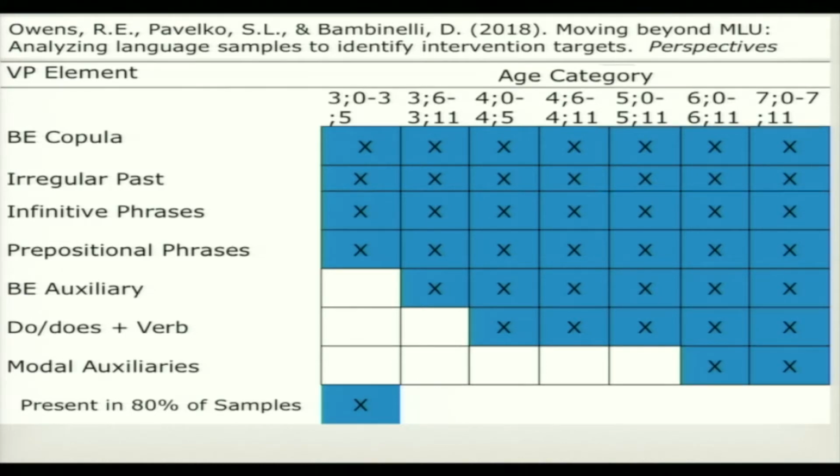This slide is showing the ages at which children produced verb phrase elements. Again, the X's in the blue squares indicate that 80% of children at that age category produced that structure. So 80% of all children from ages 3-0 to 7-11 produced the be copula, the irregular past tense, infinitive phrases, and prepositional phrases. The auxiliary be was added in at age 3-6. Do and does plus the verb was added in at age 4-0, there were no changes for 4-6 to 4-11 or 5-0 to 5-11. At age 6-0, children added in modal auxiliaries.